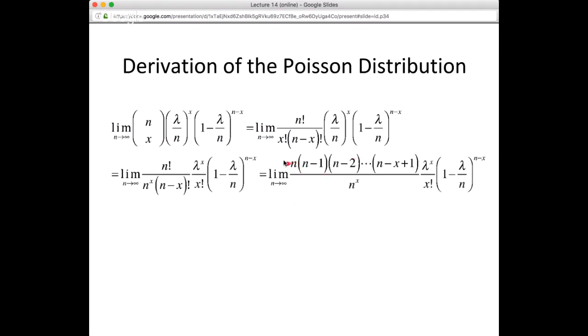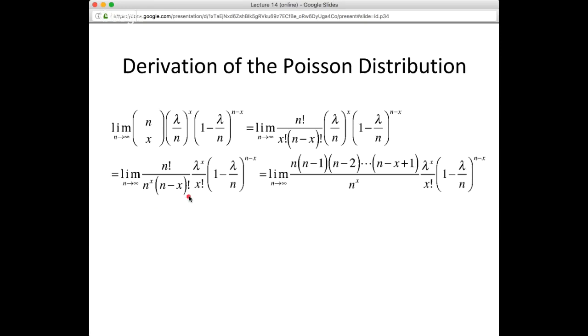And next I want to do a little rearranging. So I'm going to take n to the x and I'm going to move it out toward the front of that denominator. And then I'm going to move the x factorial together with the lambda to the x. The reason I would do that is because then the lambda to the x over x factorial has nothing to do with n, and so that can actually come out in front of the limit eventually.